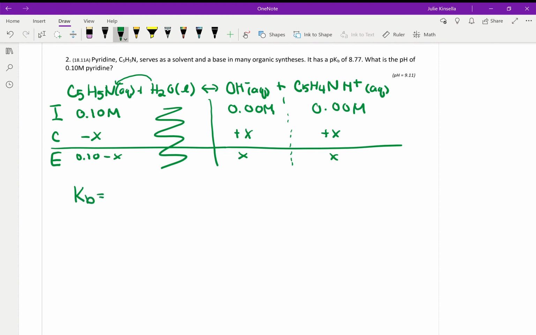So initially, because we're given our pKb, we're going to do 10 raised to the negative pKb. So 10 raised to the negative 8.77, which, keeping to the 2 sig figs in the pKb, I get 1.7 times 10 to the negative 9. Okay, then I'm just going to set that equal to my products over reactants. So I have X times X over my 0.10 minus X. I'm going to go ahead and simplify that, just like in the previous example, and remember to go back and show the check for that.